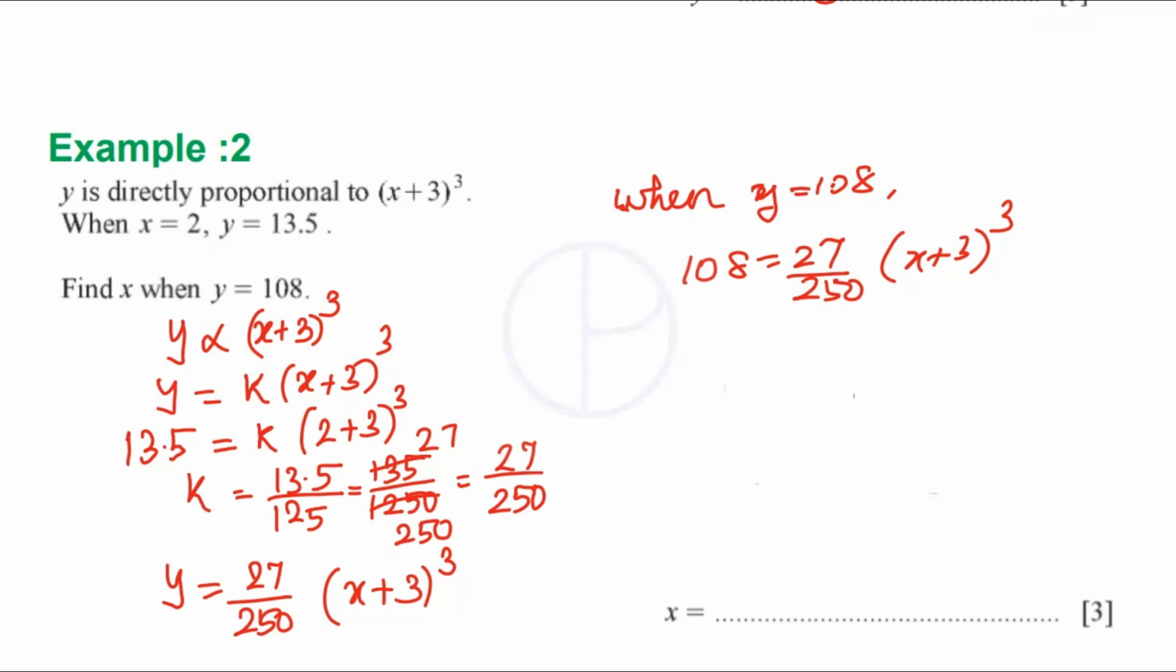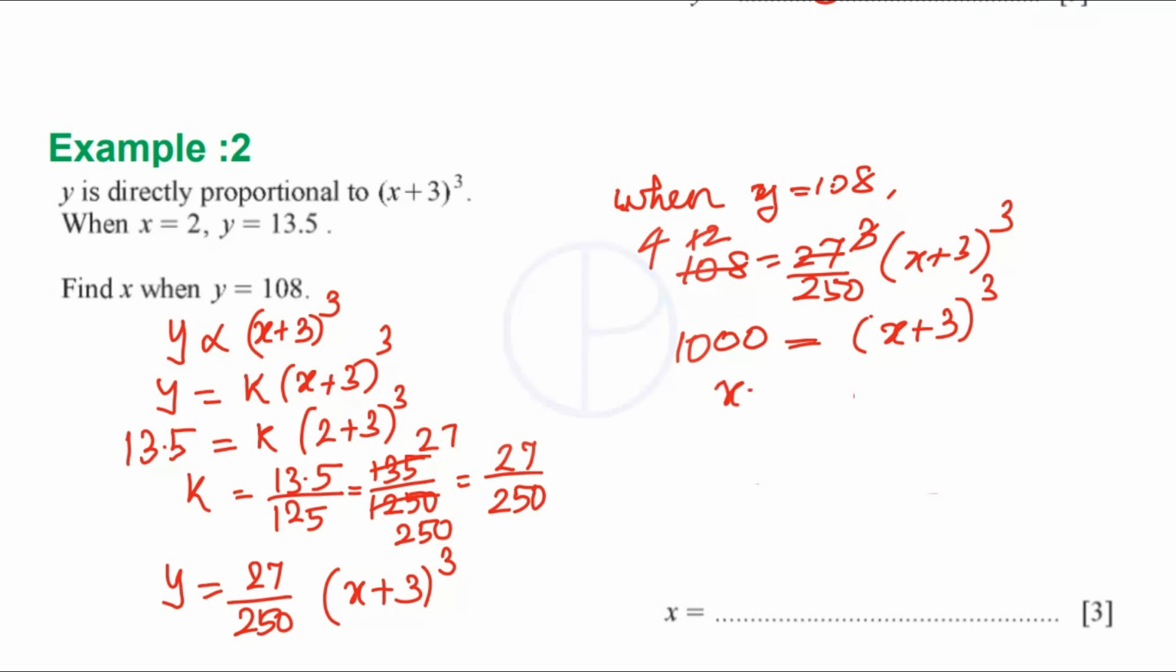Divide both sides by 9. We get 12 and here 3. Now divide both sides by 3, so we get 4. So 4, multiply both sides by 250. So 4 multiplied by 250 will be 1000, which is equal to (x plus 3) the whole cube.